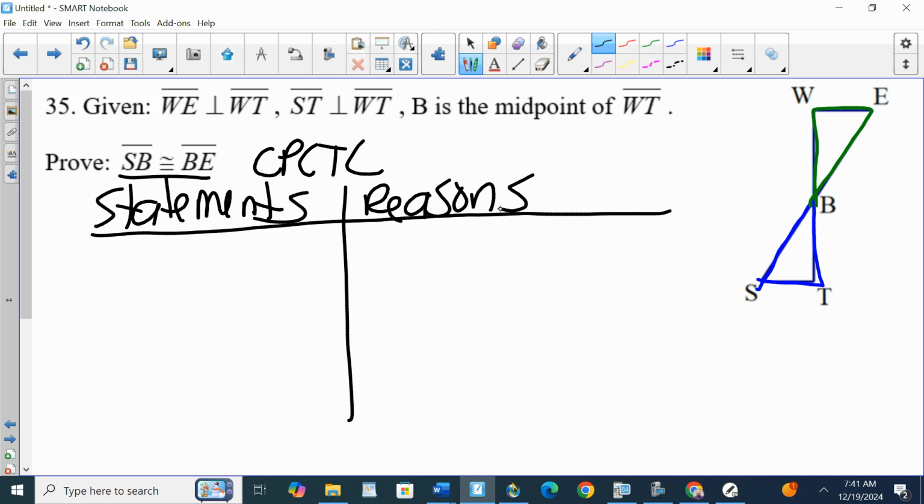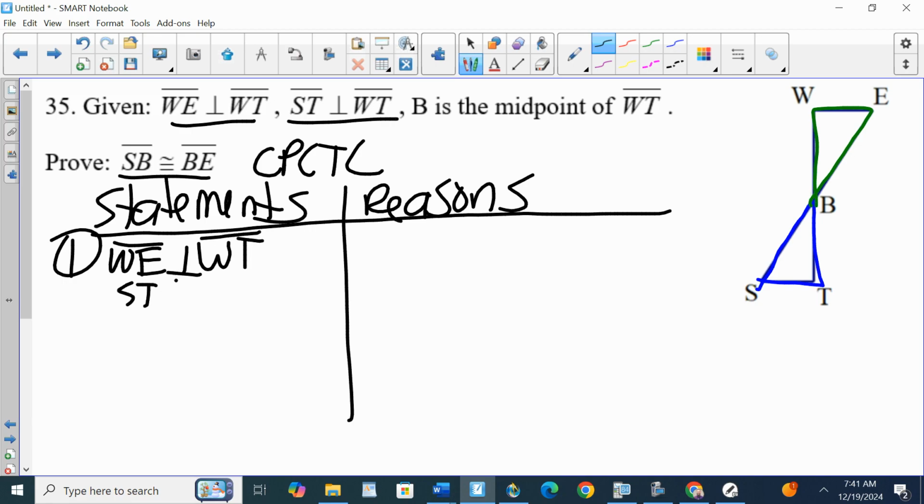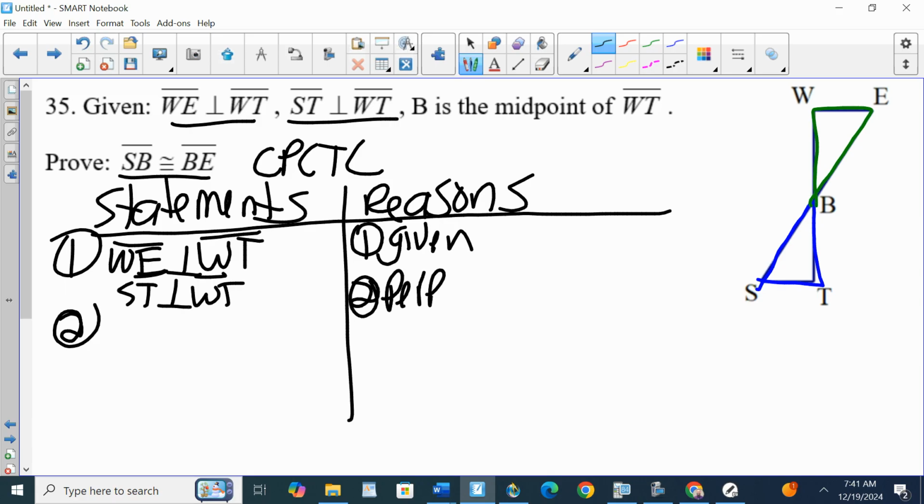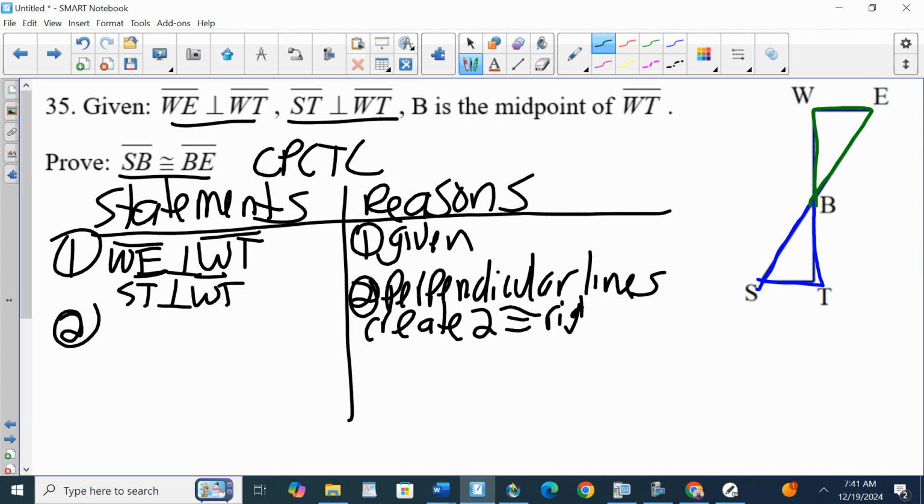Mini proofs. Additional tools. VRIAS. We're keeping it kind of simple here. Mini proofs. I see perpendicular. When I see 2 sets of perpendicular, I put them together. So I have WE is perpendicular to WT, and I have ST is perpendicular to WT. Given. Perpendicular lines create two congruent right angles.